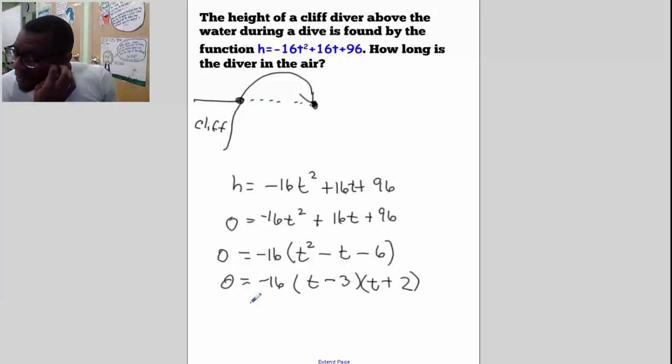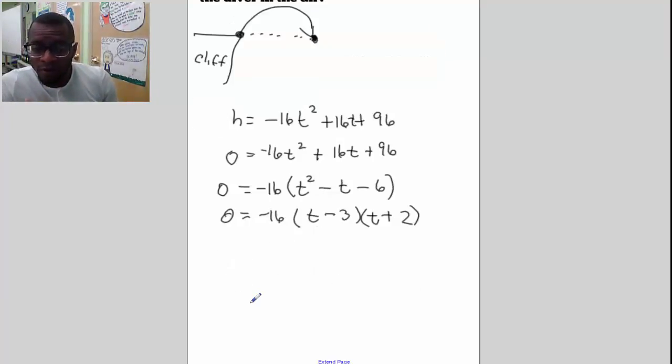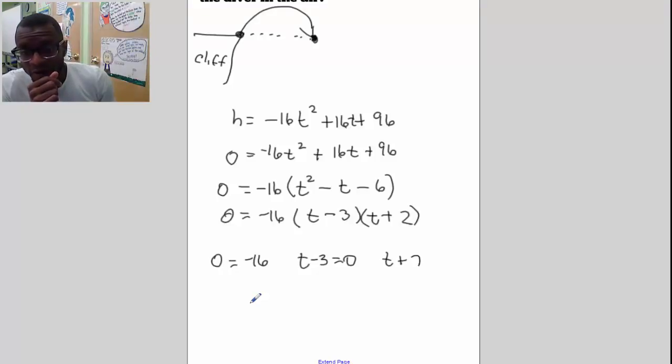Okay, so here we have three things that we need to look at. Either 0 can be equal to -16, t minus 3 is equal to 0, or t plus 2 is equal to 0. Now, we know that -16 can never be equal to 0, so we can just automatically cross that out. Now we're going to solve our two linear equations.